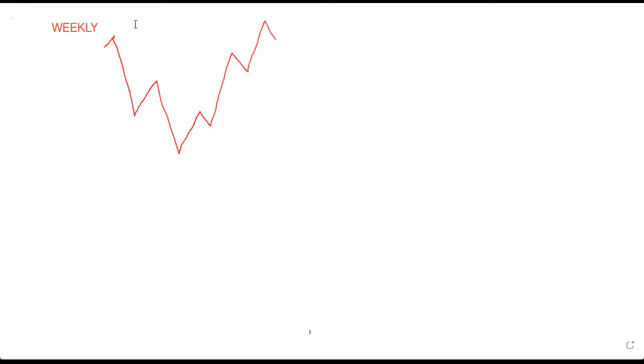So basically what we're having here is a lower high. We have a lower low. Sorry, we have a lower low. We have another lower high here. We have another lower low.